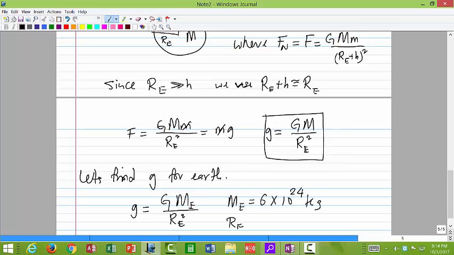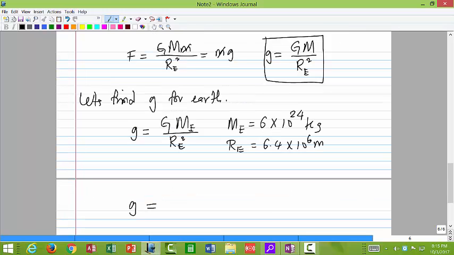Radius of the Earth, 6.4 times 10 to the power 6 meters. So you should be able to calculate the acceleration of gravity on the Earth. No, that shouldn't be correct. Remember that we know already what the acceleration of gravity is, so you should be getting about 9.8.